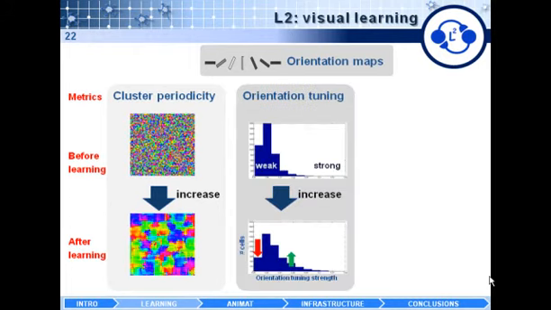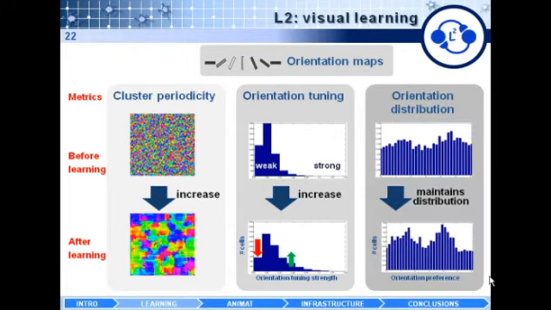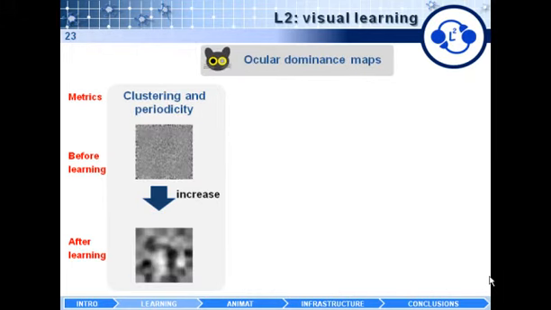Also, as a function of learning, we reduce the number of cells that tend to have a weak orientation tuning, and increase the number of cells that have a strong orientation tuning. And also, if you start from a random distribution of orientation and present natural images, which have a large repertoire of different orientations, we expect that the resulting map will tend to express this variety of orientations. That's exactly what we obtain.